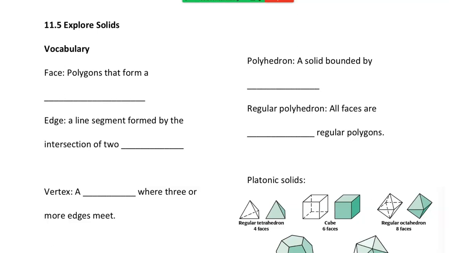Okay, in this video, we're going to do the notes for 11.5, and they're all going to focus around polyhedron. So a polyhedron, here's our word, is a solid bounded by a polygon. The simplest polyhedron that you're probably very familiar with is the cube.